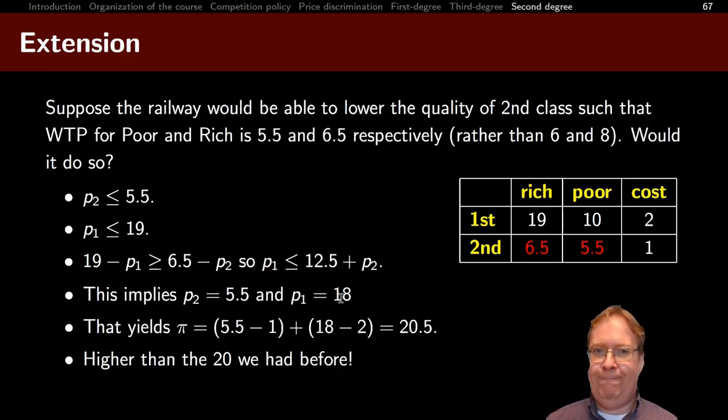Why? Well, what drives this price is the fact that I want to avoid that the rich are traveling second class. And it's now easier to avoid that since second class has now become more lousy. So what are my new profits? My new profits from the poor plus profits from the rich are 20.5, which is higher than the 20 I had before. So in other words, by making the lower class, the second class, worse, I can increase my profits.